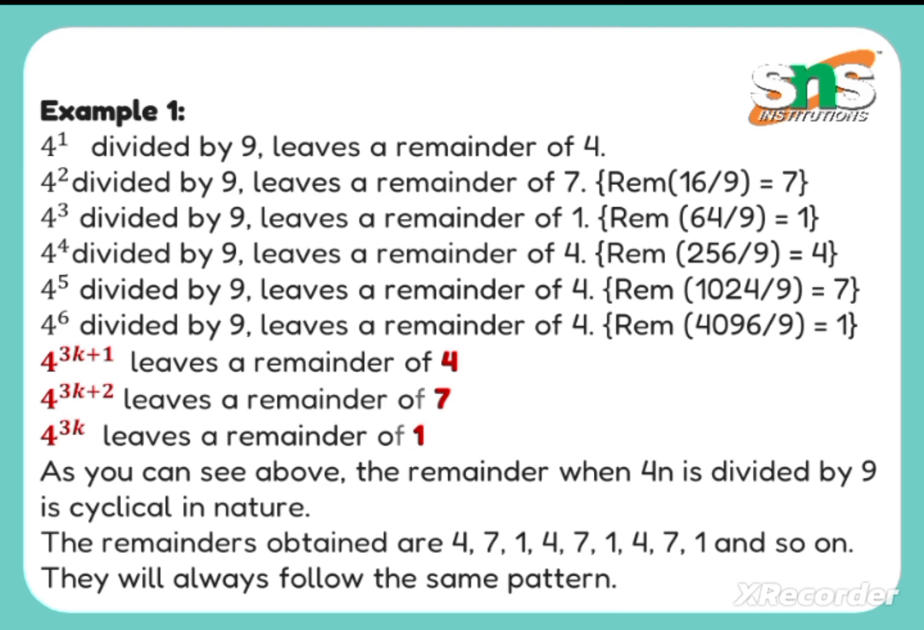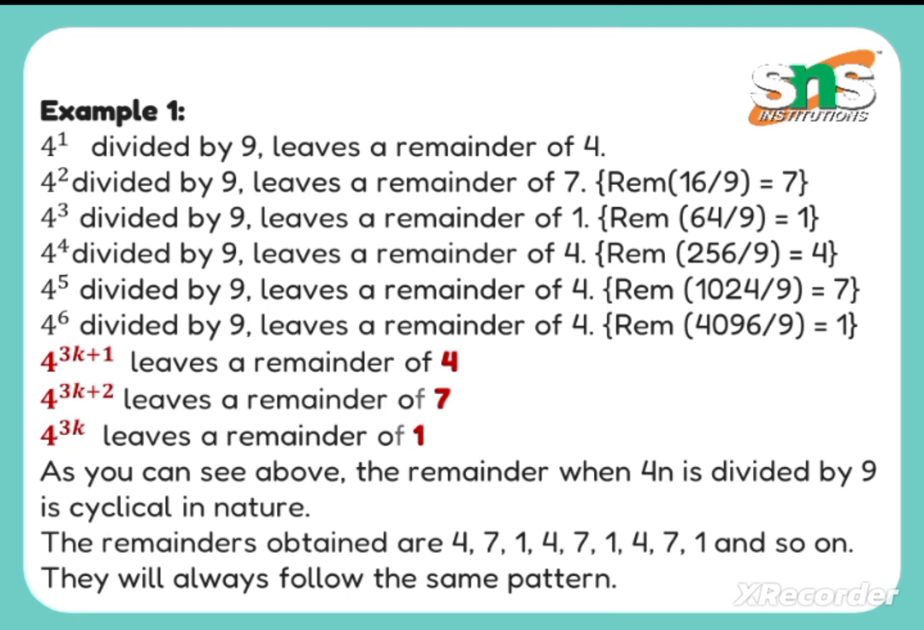Whenever it is 3k plus 1, it leaves a remainder 4. Whenever it is 3k plus 2, the remainder will be 7. Whenever it is 3k, it leaves the remainder 1. As you see in the above problem, the remainder when 4 to the power of n is divided by 9 is cyclical in nature. The remainder here we get is 4, 7, 1, 4, 7, 1, 4, 7, 1 and so on.